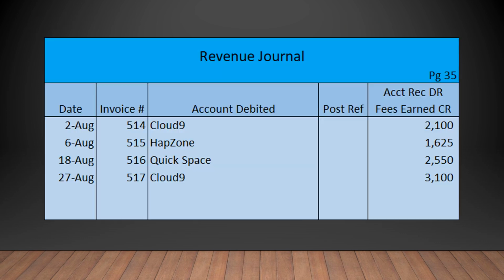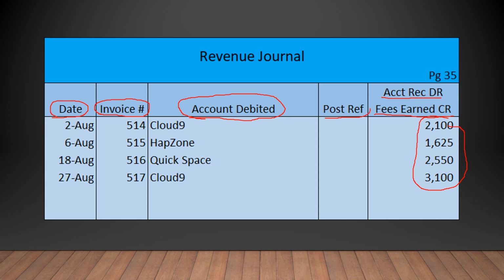Here we see our first special journal, the Revenue Journal. Remember that this journal is used for recording credit sales. Consequently, we don't need a debit and credit column. Every amount in the far right column indicates a debit to accounts receivable and a credit to fees earned. Our other columns are somewhat self-explanatory. We see the date of the transaction in the date column and the invoice number in the invoice number column. The account debited column provides us with the name of each transaction's customer.